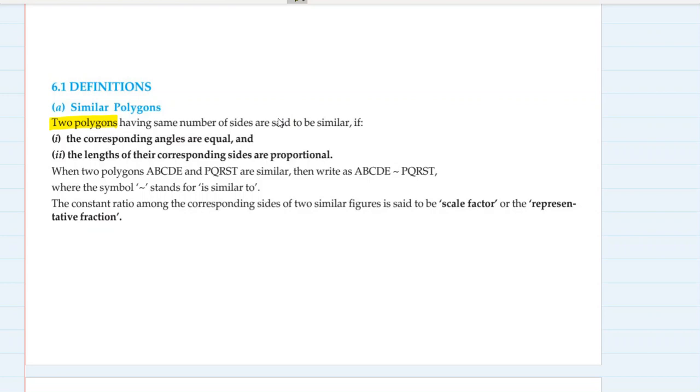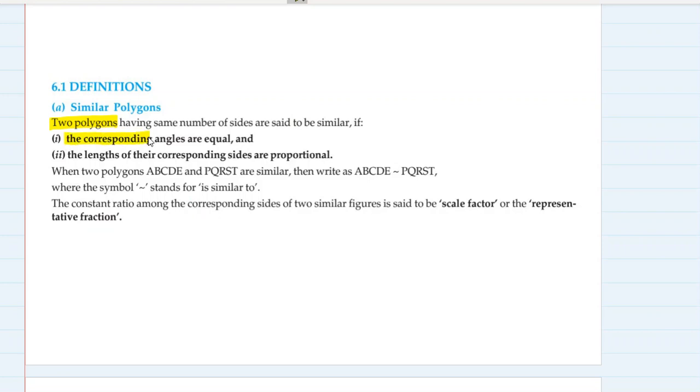There cannot be any other polygon with a lesser number of sides than a triangle. A triangle has three sides. Can there be a polygon with two sides? No, because it should be a closed figure, so it must have at least three sides. So any polygons, like triangle or quadrilateral or pentagon, with the same number of sides are said to be similar if the corresponding angles are equal.